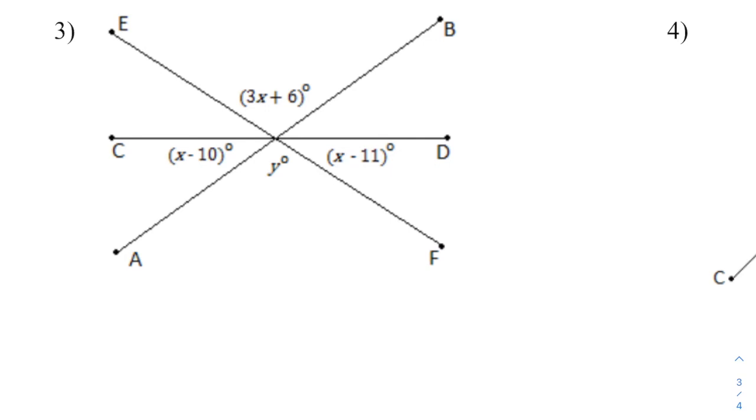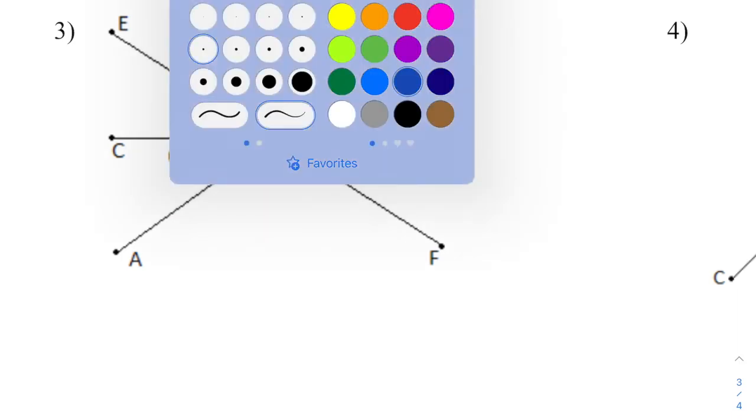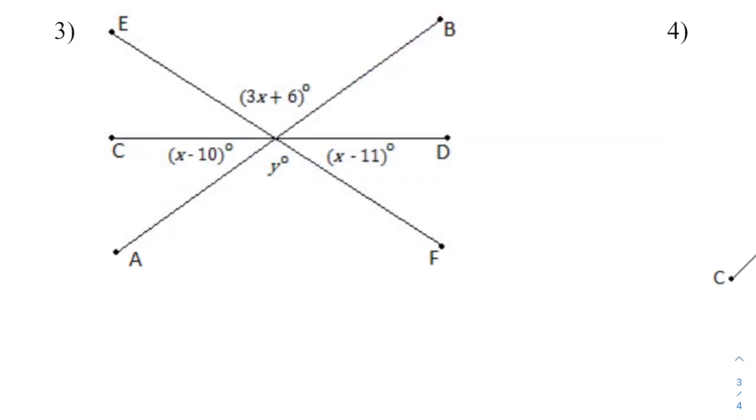As I'm looking at this, and again, there's a couple of ways to go about it, what I'm seeing first is that these two lines are intersecting, which means that this angle and this angle are vertical angles, which means that they are equal. So vertical angles are equal. So I'm going to label the y as 3x plus 6.